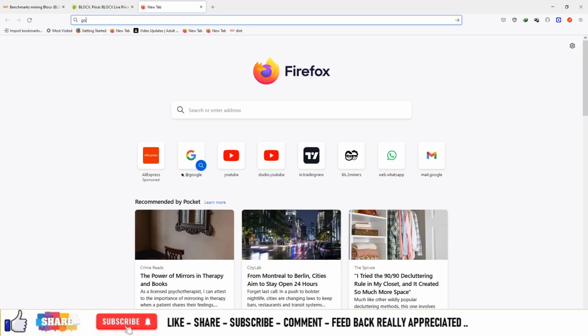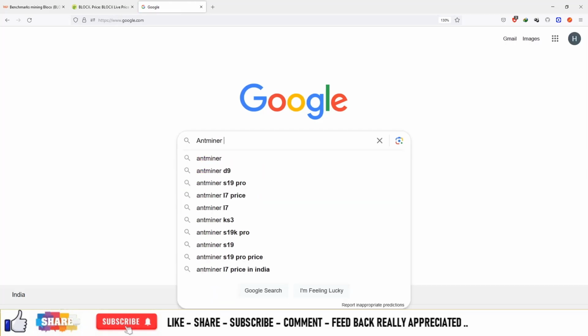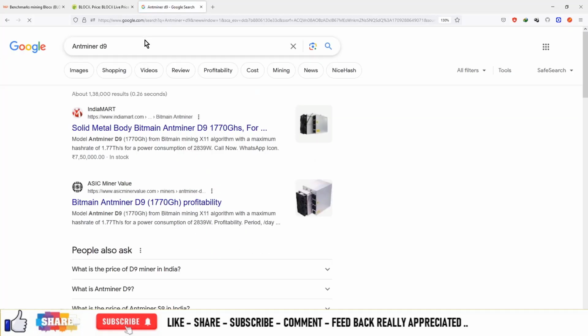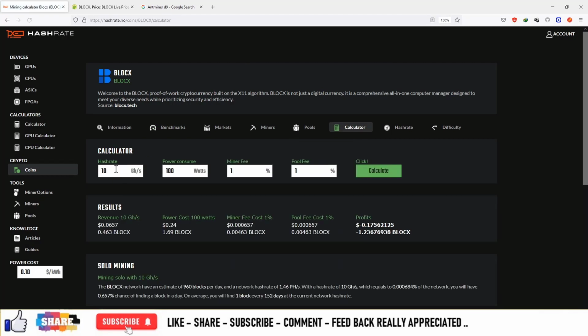So if you want to know about this miner, then you can go to Google and search Antminer D9 over here, and this miner will mine the currency that is Blocx. So this will produce a hash rate of 1770 gigahash per second. You can enter the value over here, that is 1770, and then hit on calculate. So basically this miner will produce $11.60, that is 81.88 Blocx tokens on a daily basis.